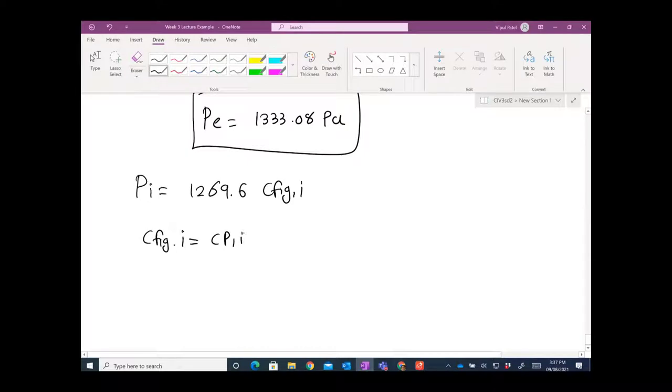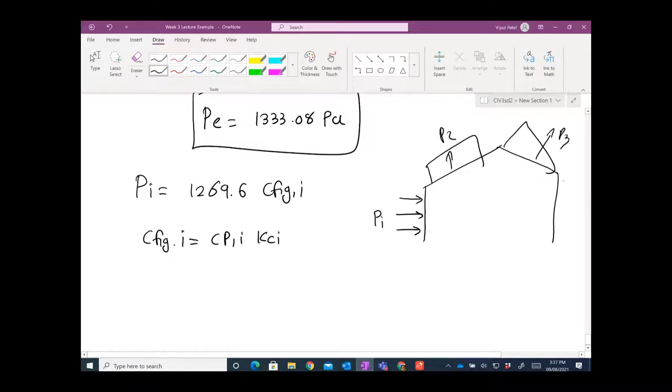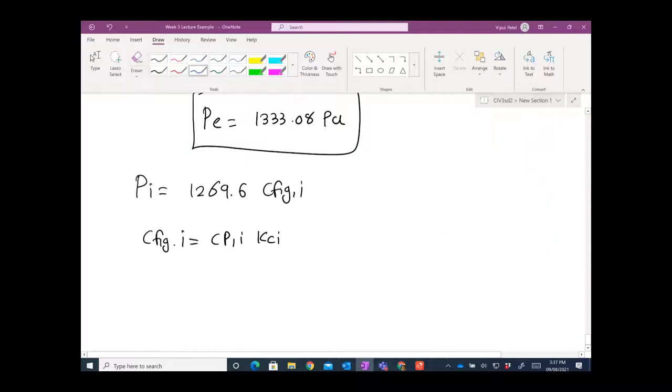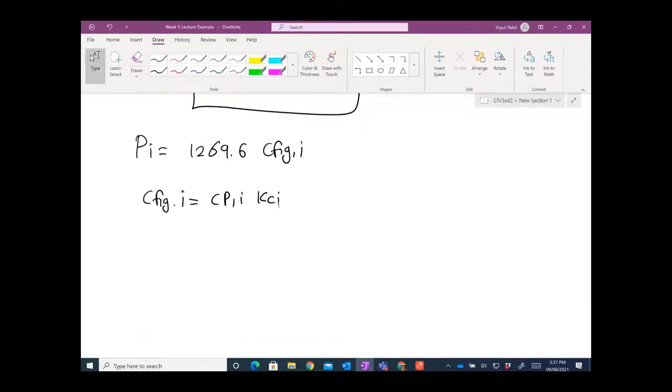By the way, when you have internal pressures, they are not like external pressures, which vary: pressure here P1, pressure here P2, different pressures P3, P4. Internally, there is only one pressure, and it applies everywhere, so you have only this simple equation. That is not so difficult. There are no different pressures on the roof and walls. So of course we want to work for the windward wall and the CPI value.